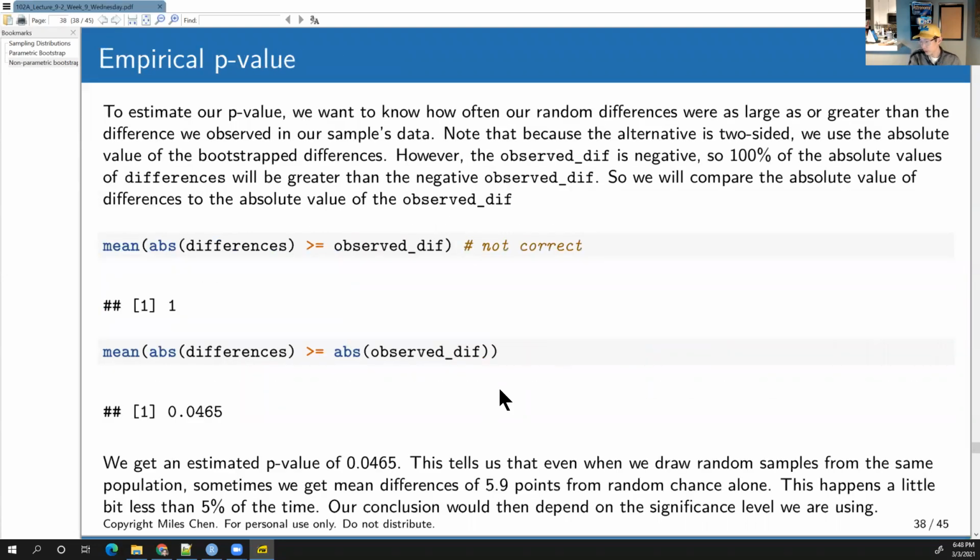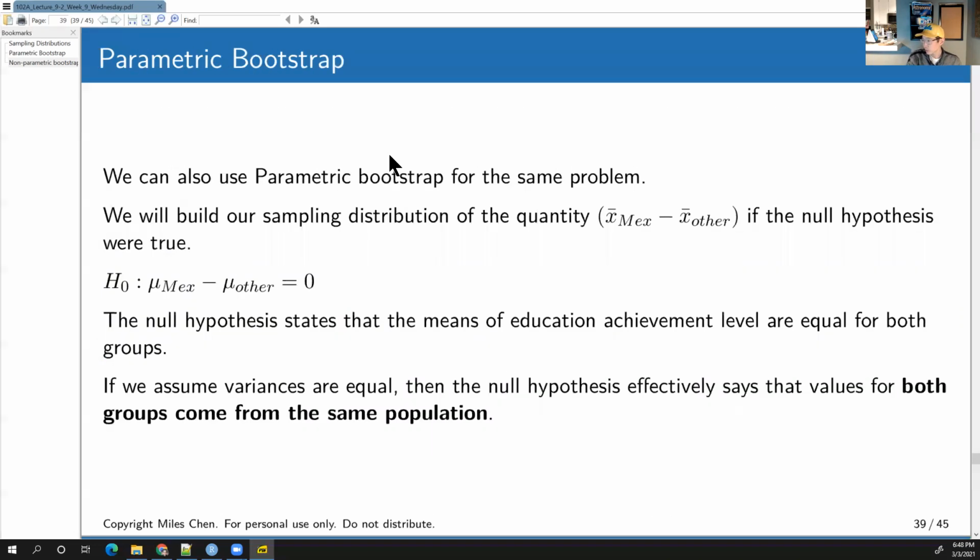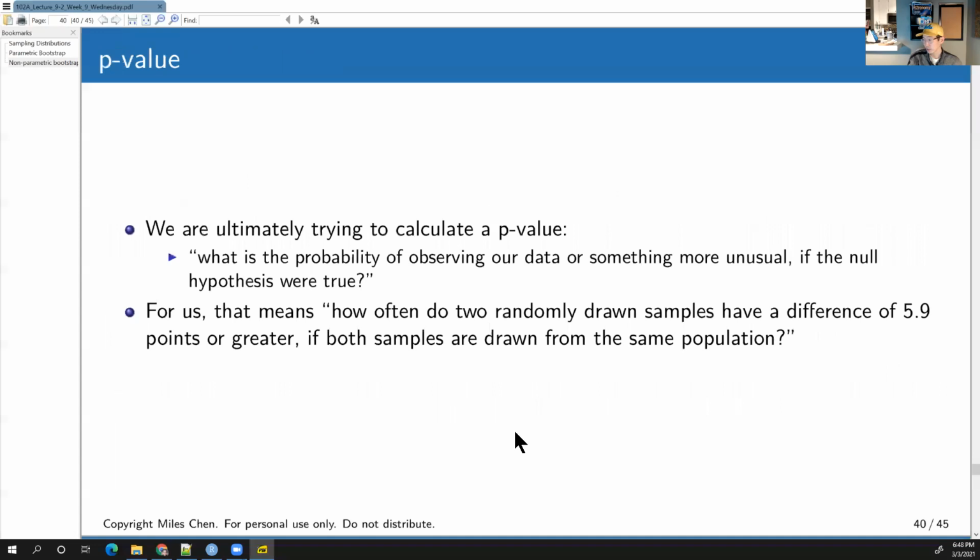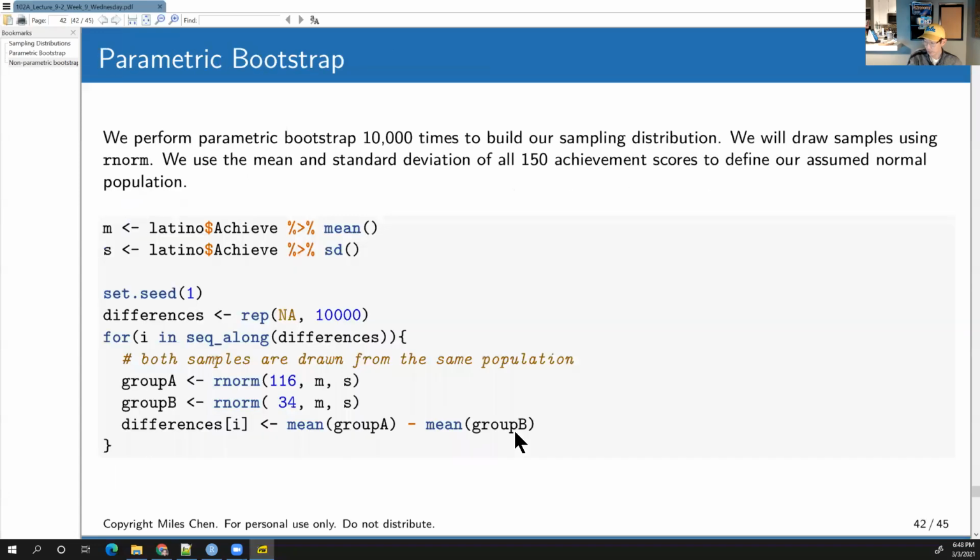I'm going to run out of time, so I'm not even going to bother covering this, but basically I can approach this from a parametric bootstrap, okay? And if I do it from a parametric bootstrap, again, we're going to say under the null hypothesis, both sets of values come from the same population. And so when I run my code, we're going to take the mean of all 150 values. We're going to take the standard deviation of all 150 values.